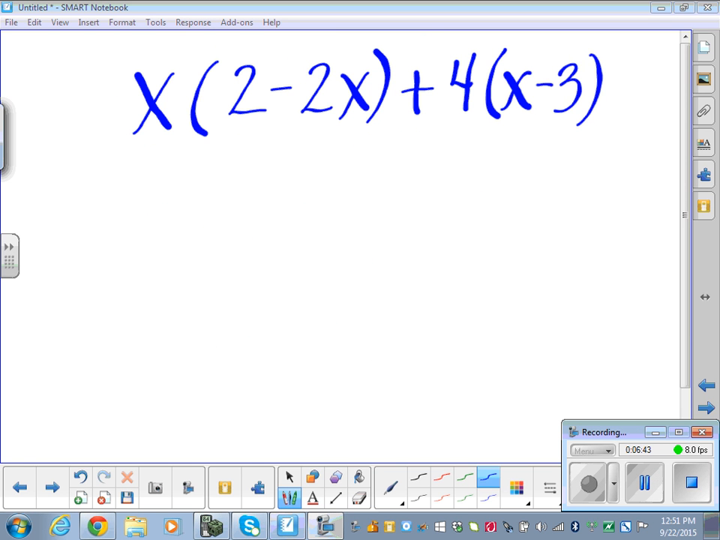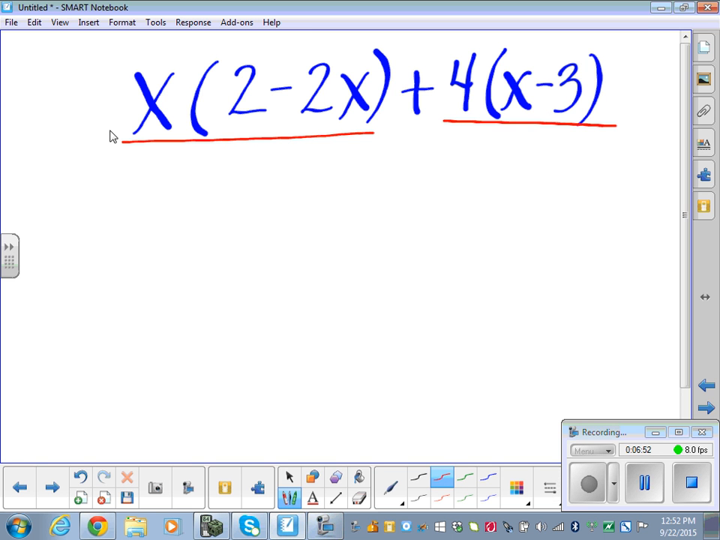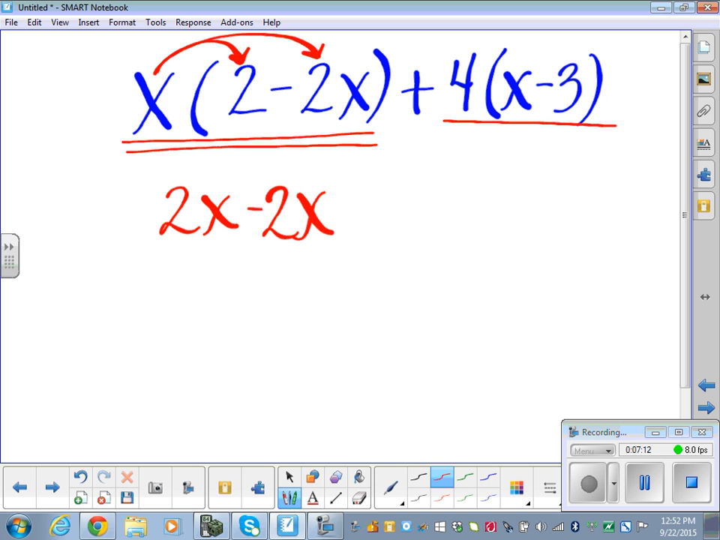Let's do another one. All right, looking at this one, we have x times all that stuff plus 4 times all that stuff. So we're going to go ahead and distribute things and then combine like terms. So looking right here at this piece, I'm going to distribute x through. X times 2 is 2x's. Then x times -2x, be very careful. We have -2x squared. Don't forget the squared. Guys, x times x would have been x squared.